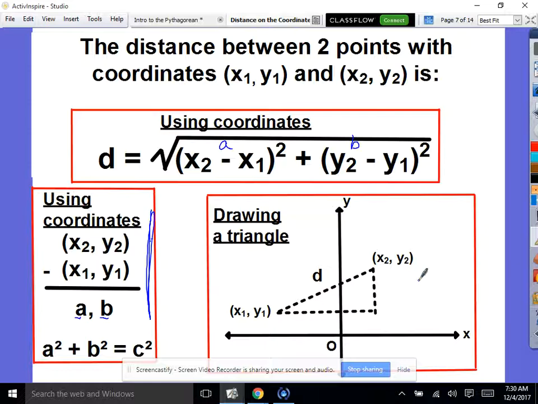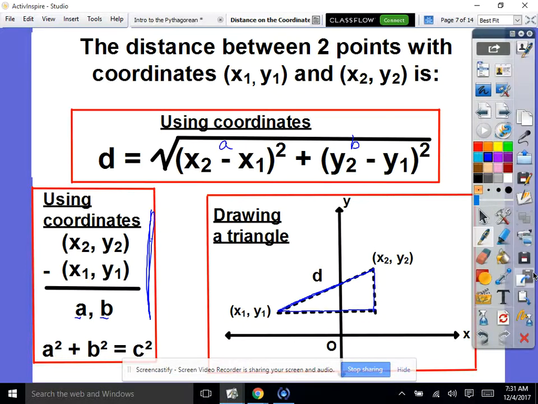Then if you have a graph, if you're given this segment, you can draw your vertical and your horizontal legs and use the Pythagorean theorem to find that. Either of these methods will work. Sometimes, however, you will not be given a graph. So sometimes it's easier just to use the coordinates.